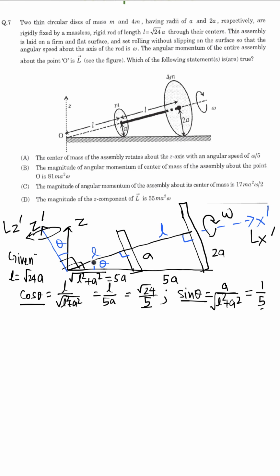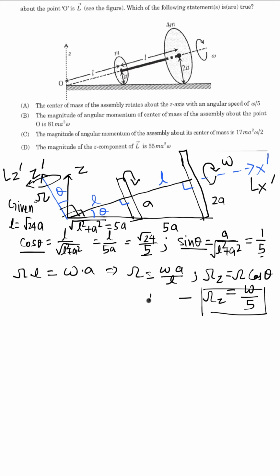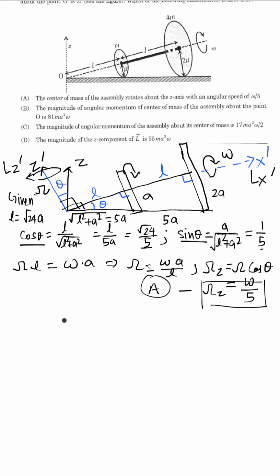Now first compute what is the angular velocity here in this z prime direction. Let's call it omega, big omega. So if you see, because there is no slipping happening here, pure rolling, omega times L should be equal to omega times A. We need to compute omega in z direction. So omega z is nothing but omega cos theta, and that is equal to omega by 5, which means that A is the answer.